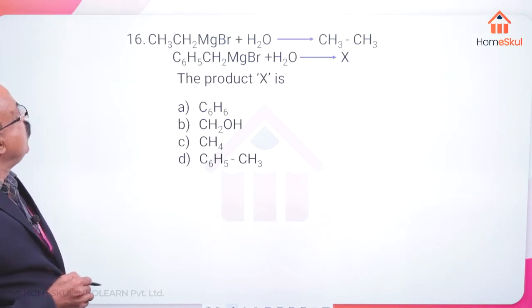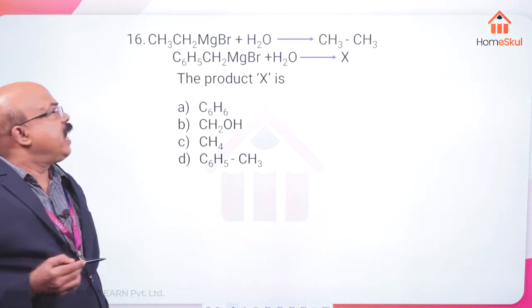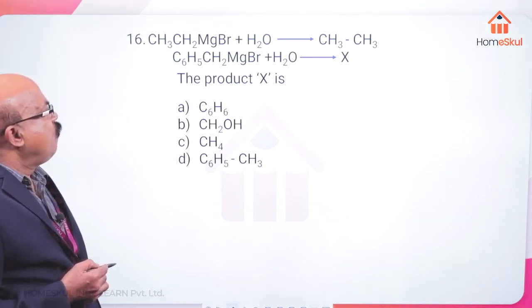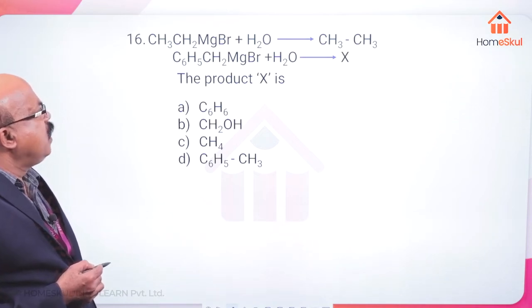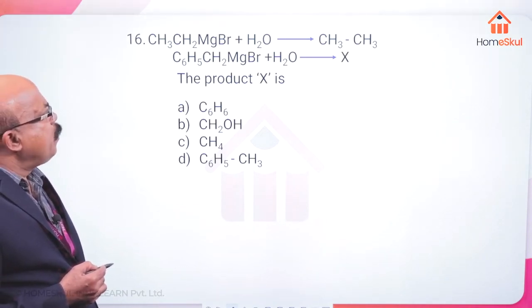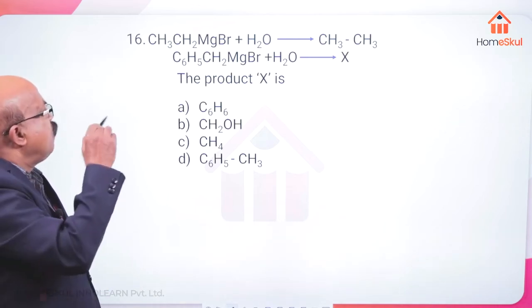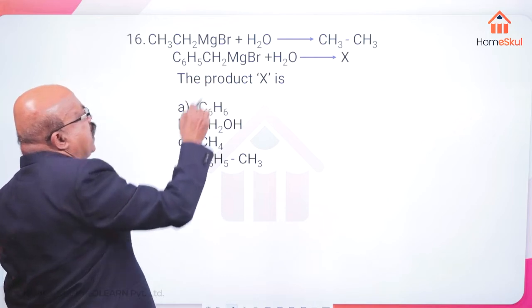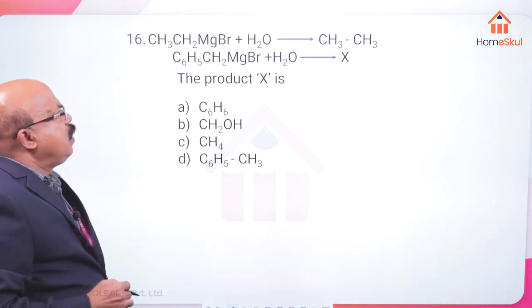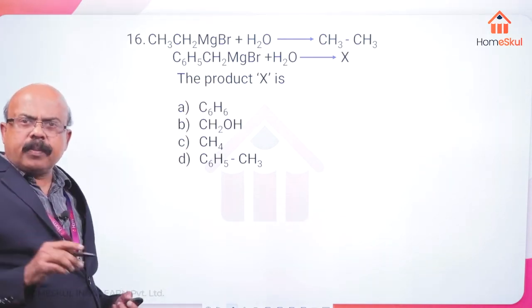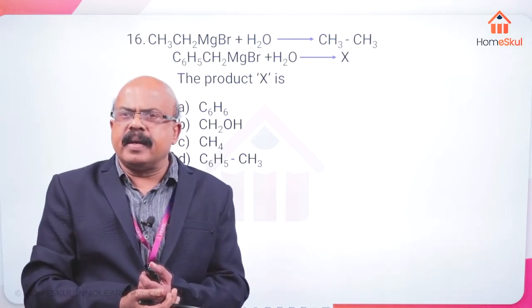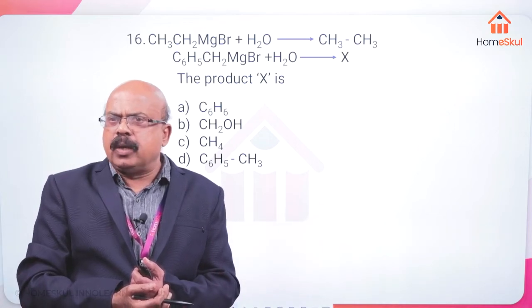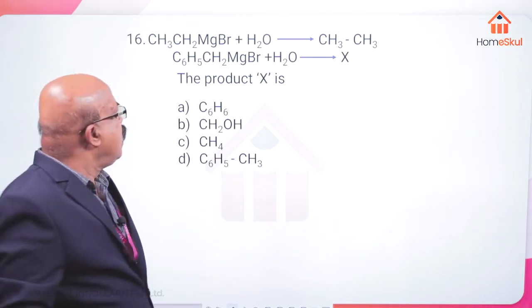Next one, question number 16. CH3CH2MgBr, ethyl magnesium bromide Grignard reagent, with water giving ethane, and C6H5CH2MgBr, benzyl magnesium bromide, with water giving X. You have to remember that a Grignard reagent reacts with any molecule having acidic hydrogen to form the hydrocarbon corresponding to that Grignard reagent.